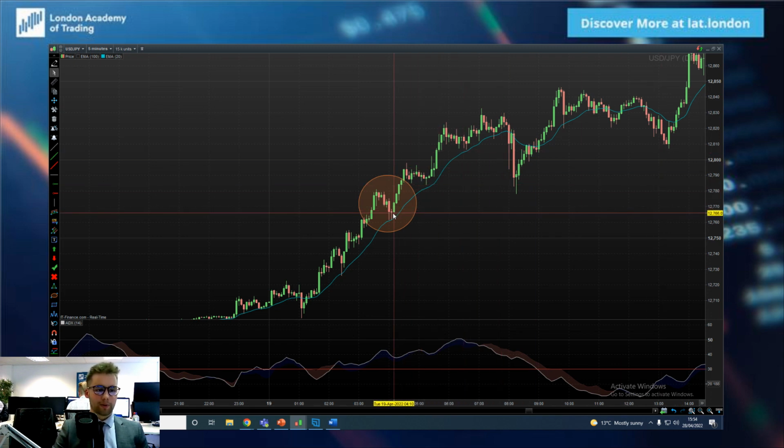We would then wait for price to break up through these highs. This would enter us into the trade. It would automatically set our stop loss, automatically set our target, and the trade would run until we hit our target.